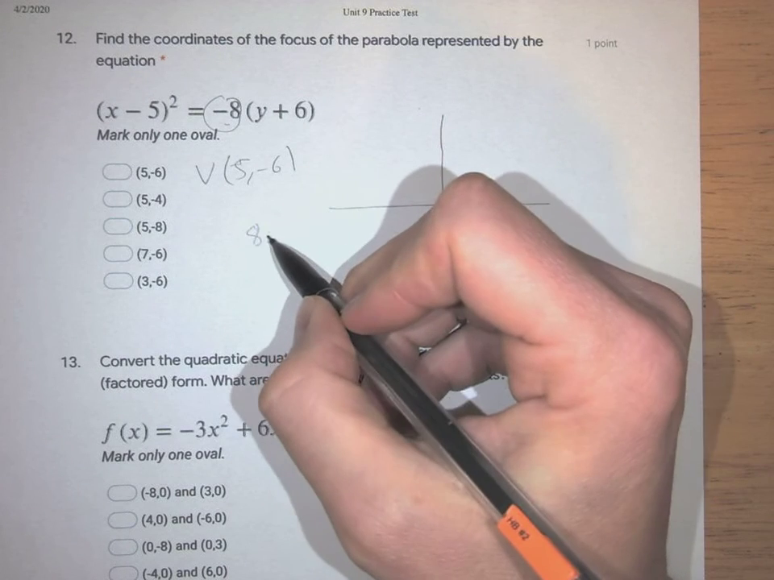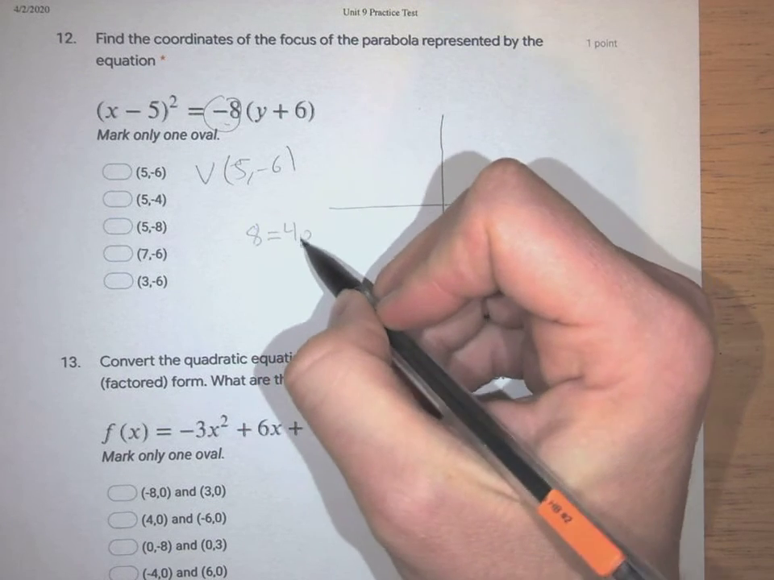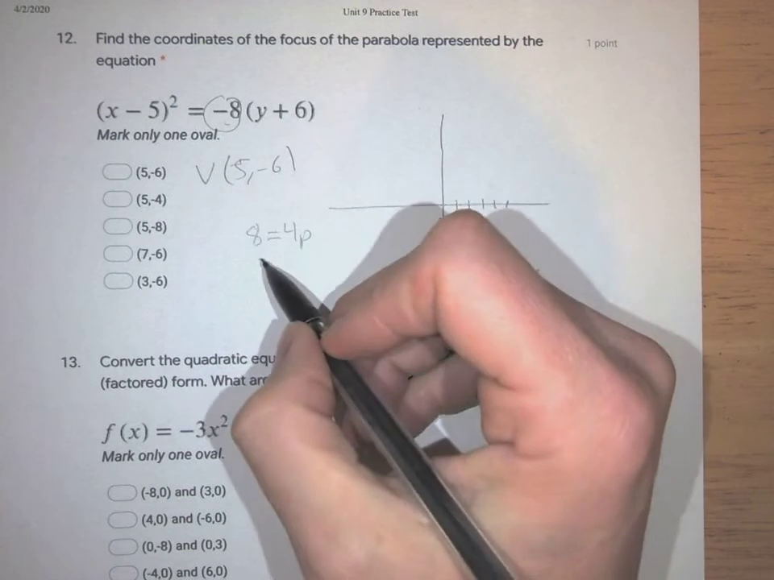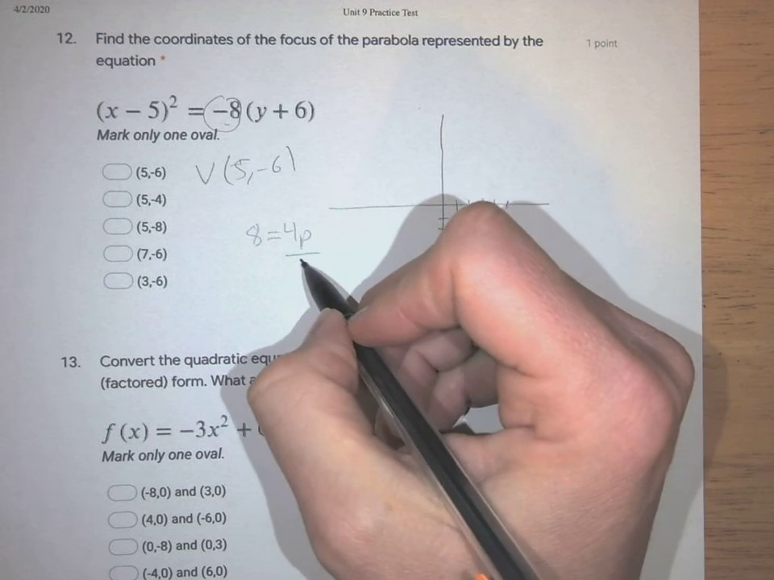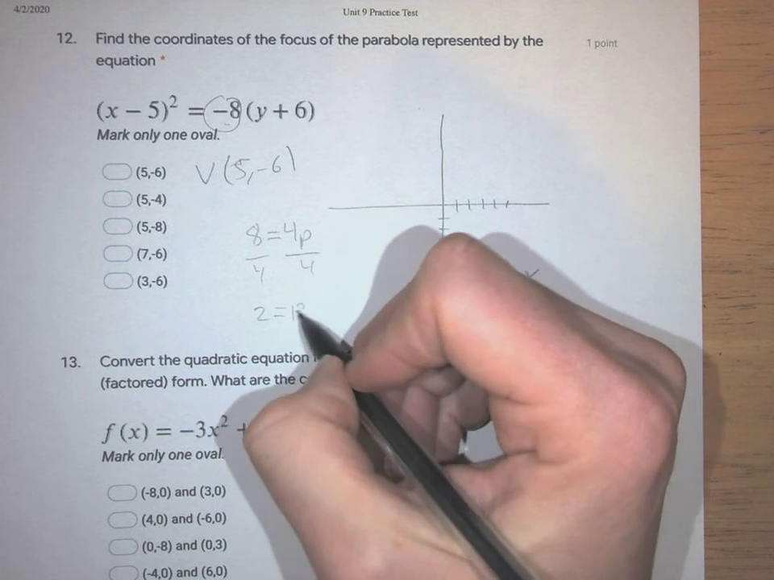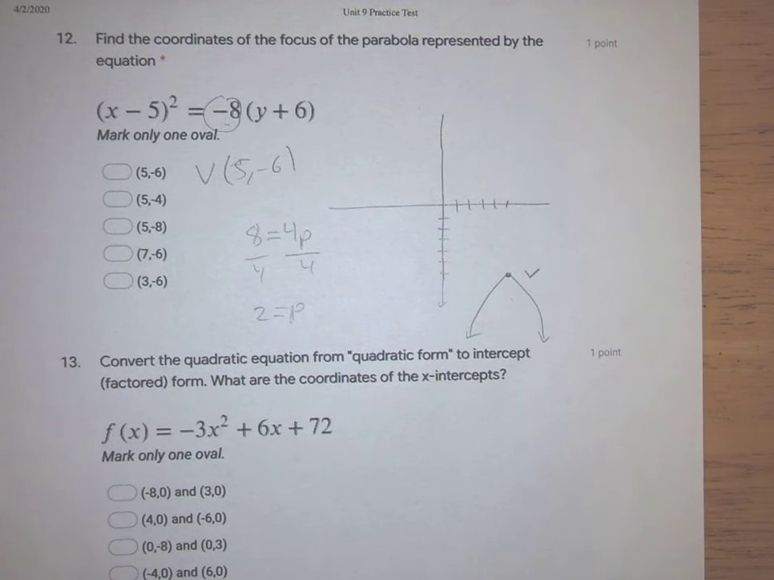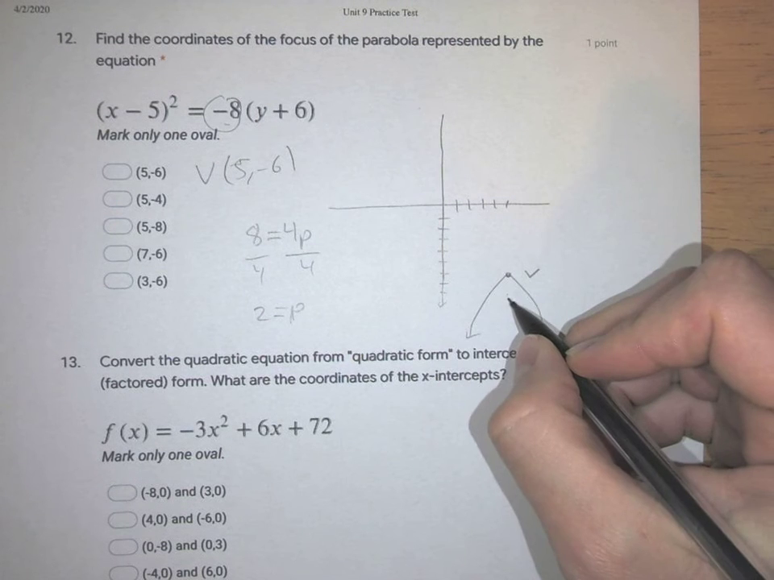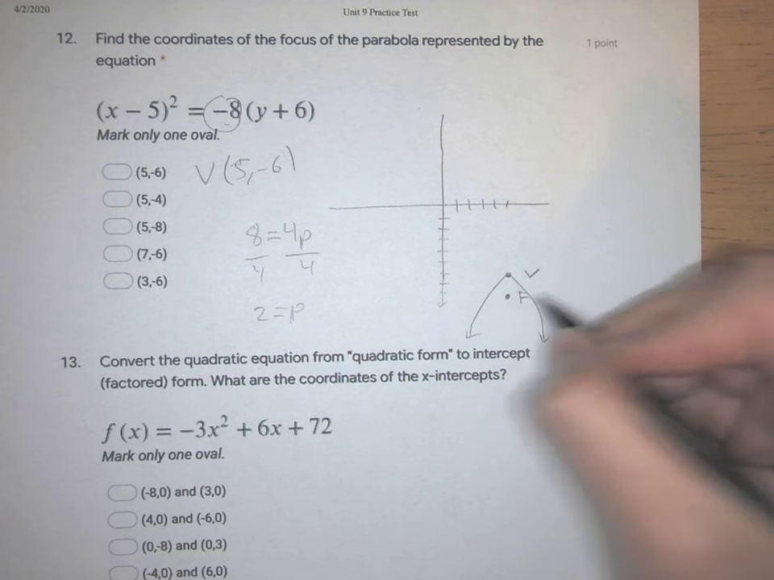So we're going to say a equals 4p. We just want the positive version of the number. We're going to ignore the negative because that can be confusing. We just want to figure out how far, just a distance. So we'll divide by 4, and we'll get that 2 is equal to p. So that means that the focus is 2 away, and specifically it's going to have to go down here. So we have to go 2 more down, and there's the focus.